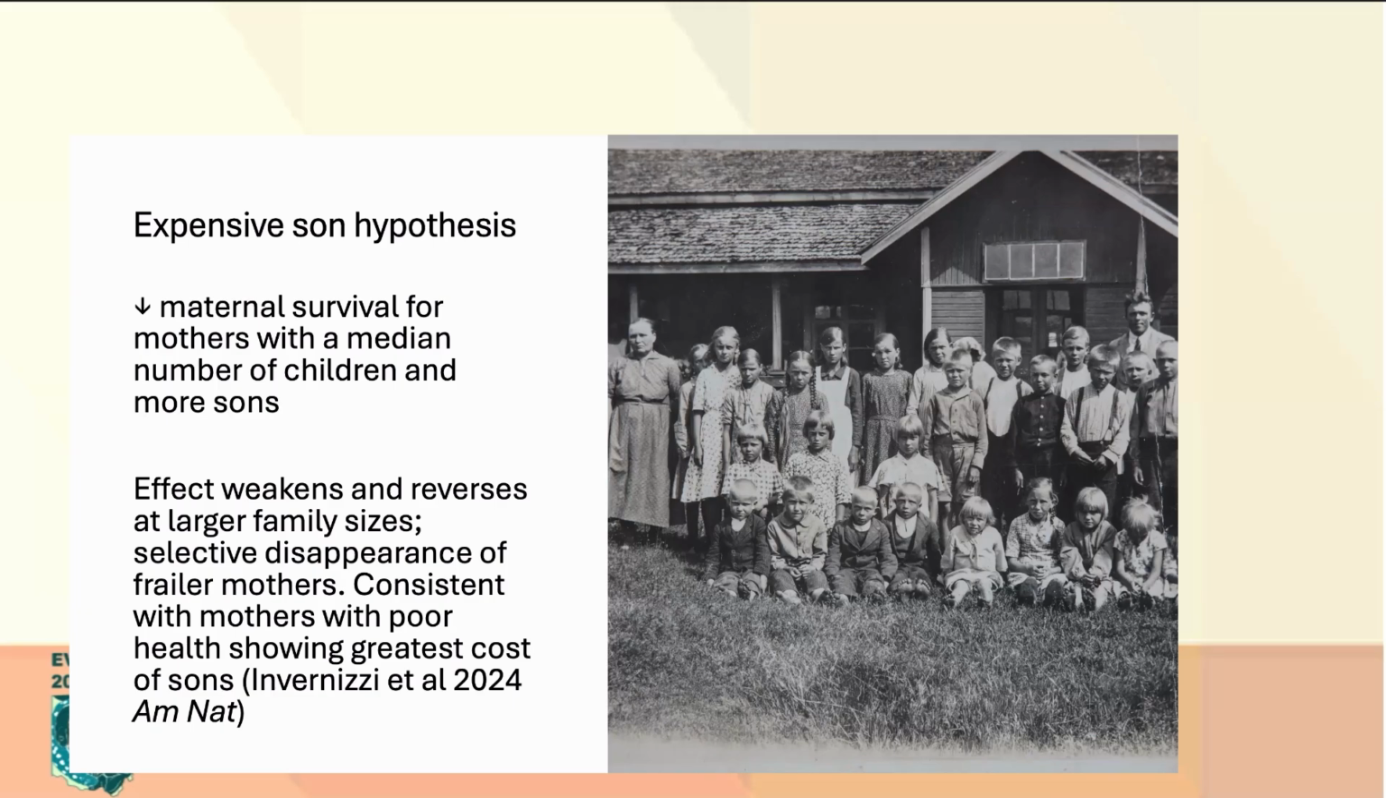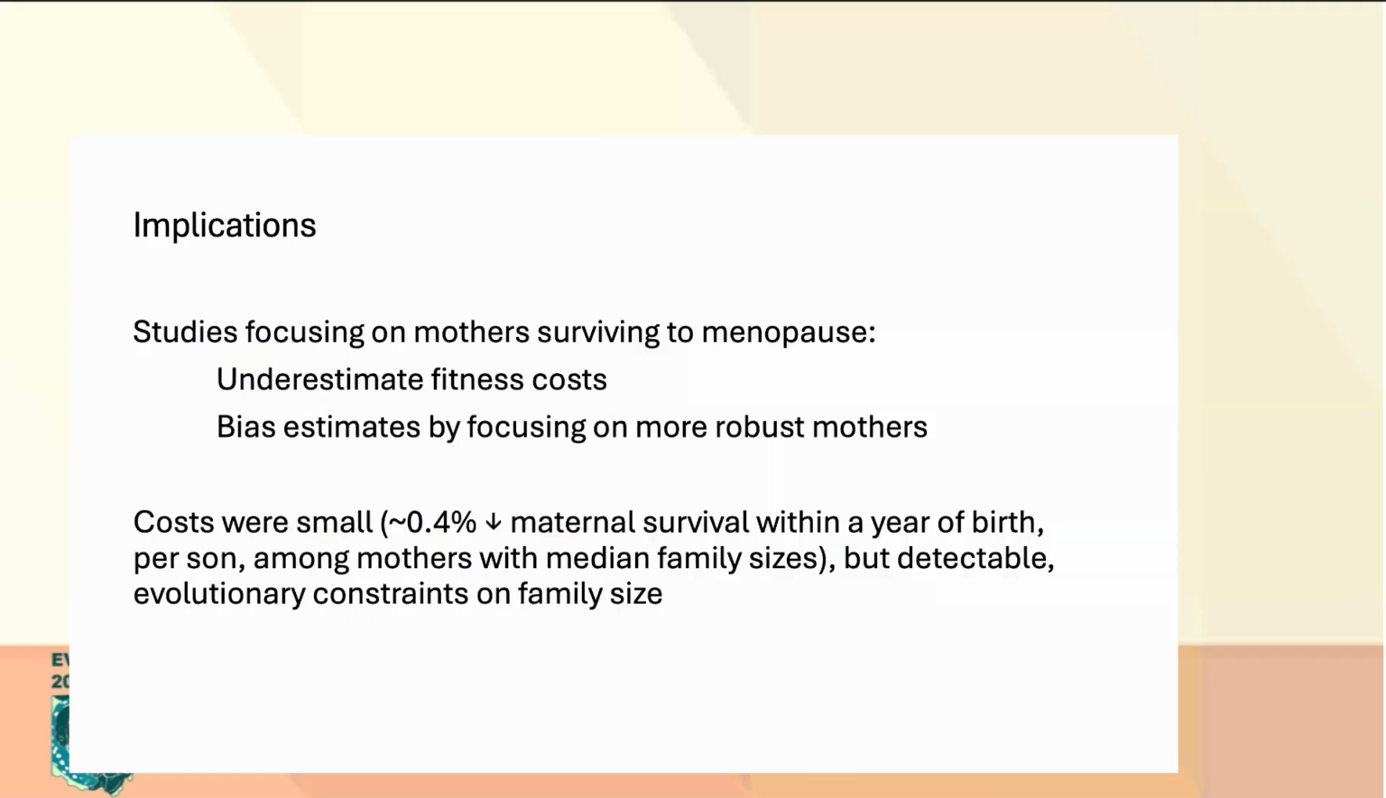But it may be suggested that in our data set we have selective disappearance of frailer mothers who don't reach these larger family sizes. And this finding is also consistent with a recent study in Canadian mothers, which showed that mothers who had poorer health, where there was higher infant mortality, showed greater costs of having sons, which suggests we're looking at biased data sets if we're looking at larger family sizes and those individuals that reach menopausal age.